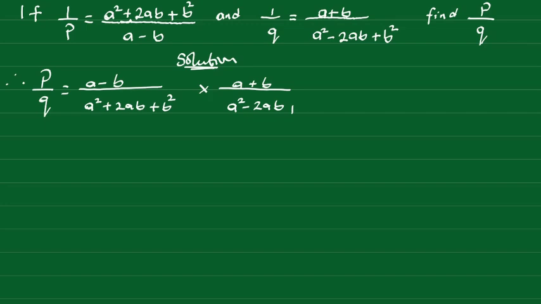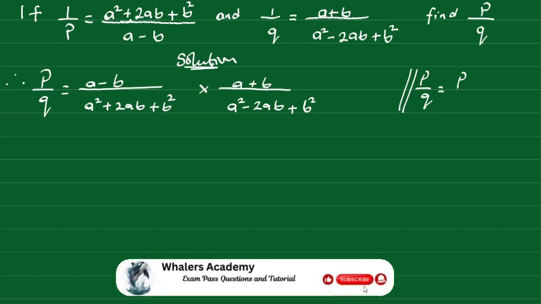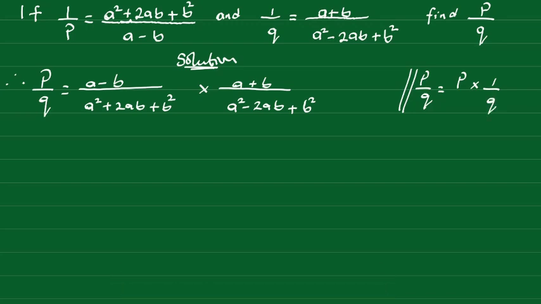minus 2ab plus b squared. Some persons might be confused as to why we're using the multiplication sign here instead of a division sign. Now, we quickly note the following. Notice that p divided by q is equal to p times 1 over q. So having this at the back of our mind, we come to see the reason why we have a multiplication sign here instead of a division sign.